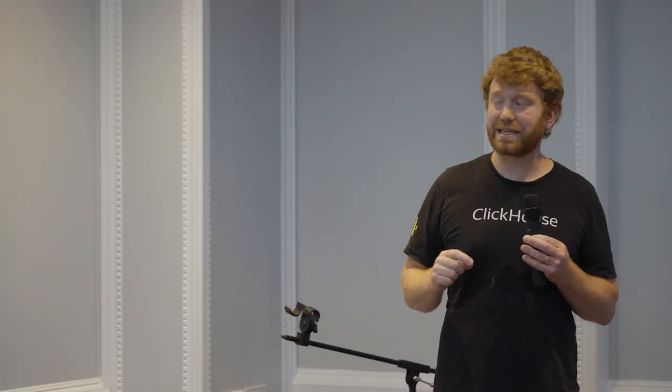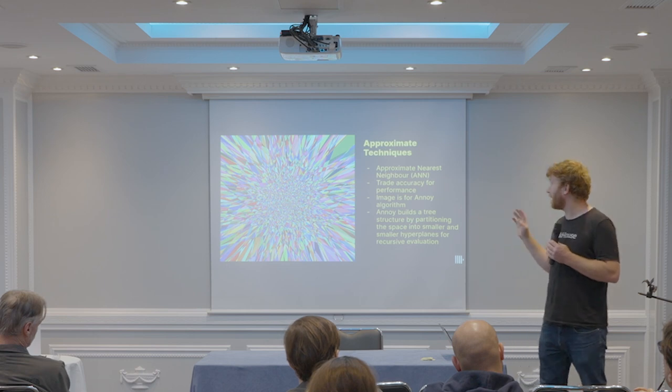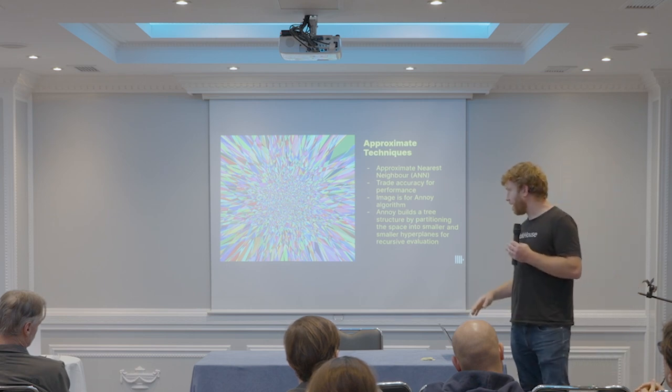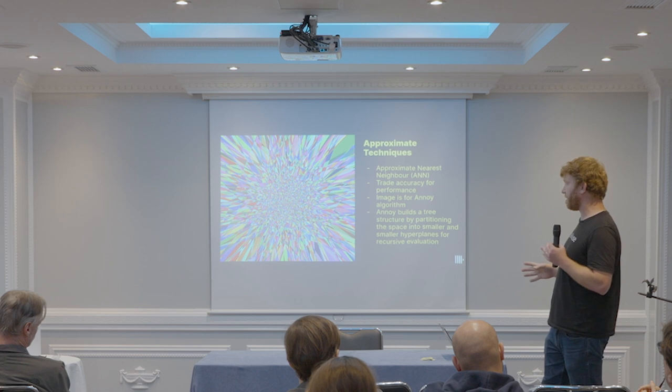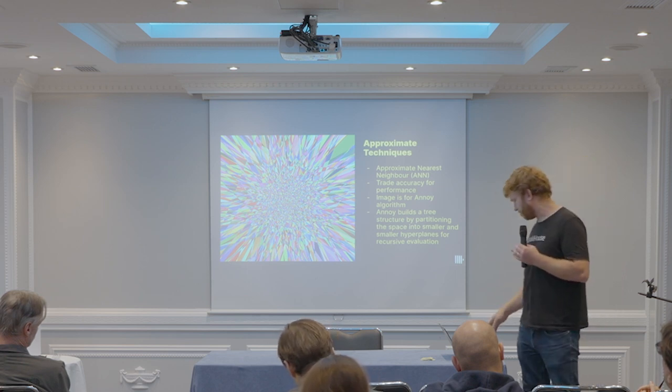So you don't get the exact answer that you get with a linear scan, but you get an answer which is approximate. So we support ANN in ClickHouse, but it's currently experimental. And we have some PRs that are open for other algorithms. If you're familiar with this space, we have PRs open for HNSW, and I think also integration with a library called FAISS.